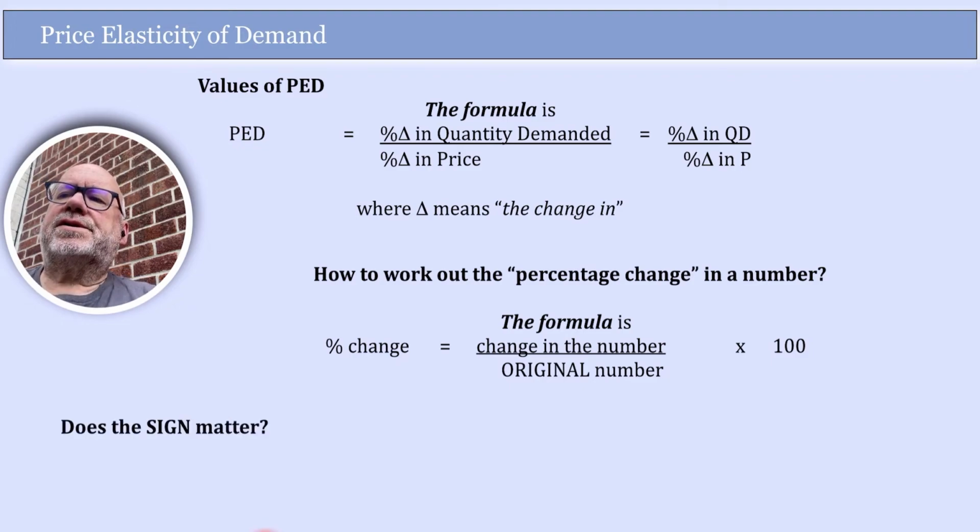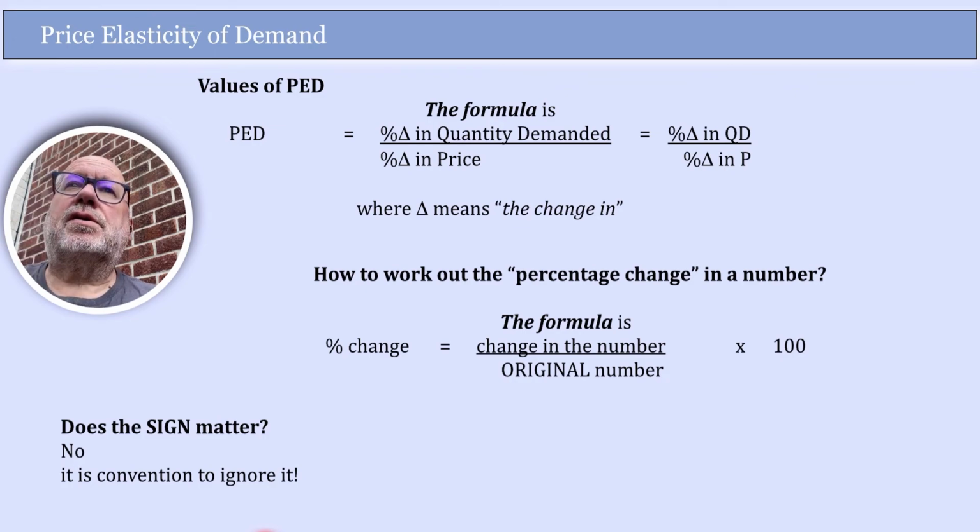Okay, does the sign of this matter? What do I mean by that? Well, we know that there's an inverse relationship, so we know that the PED is going to have a negative number. In other words, when the price goes up, the demand goes down. When the price goes down, the demand goes up. But that number for price elasticity doesn't matter, and it's just convention in economics to ignore it. That's going to be different later on when we look at income and cost, because the sign does matter.